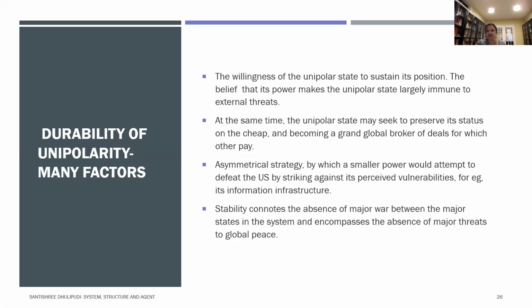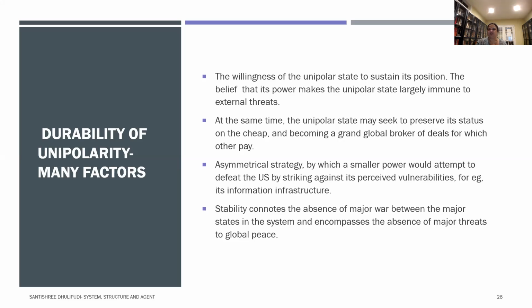An asymmetrical strategy by which a smaller power would attempt to defeat the US by striking against its perceived vulnerabilities, that is, its information infrastructure. And that is what has happened in the present elections of 2020. The question comes on the machines being made in China, the algorithm being made in Serbia, and the counting of votes in Venezuela. Nothing has been done by the US or by the American people themselves. So the question is whether voters count or algorithms count.